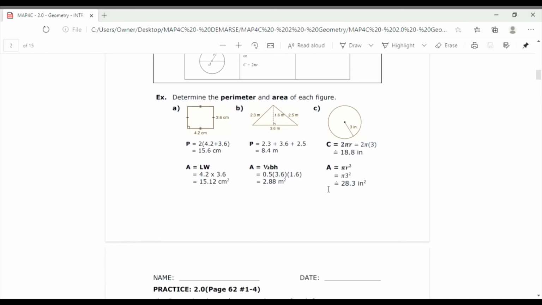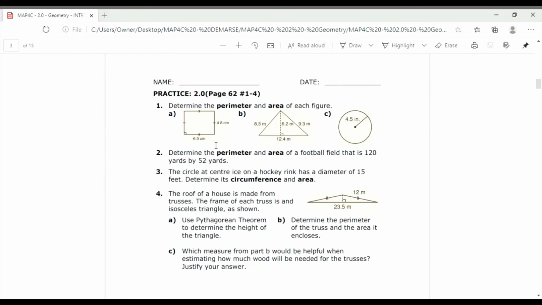So practice examples. Try to find the perimeter and area of some given figures.